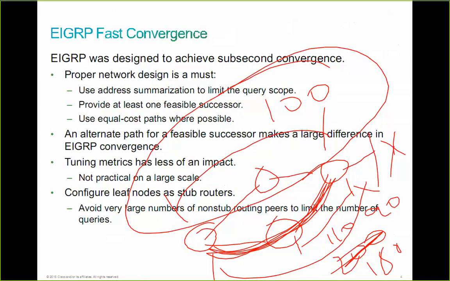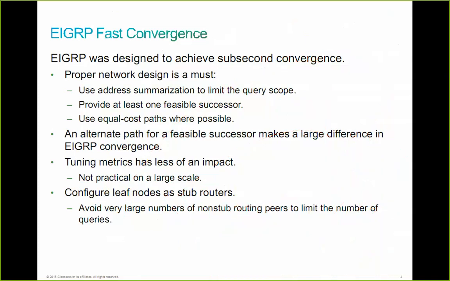There's still a little bit of convergence time, obviously, but we don't have to run the query process. We don't have to worry about queries being sent out, right? What is another method that can help limit the scope of queries and kind of indirectly speed up our convergence time? This is a little bit more challenging to do, but it is another option that you have, all right? And that's route summarization.